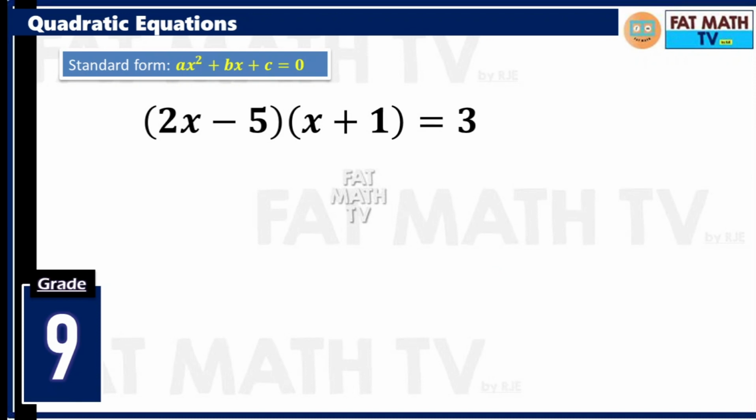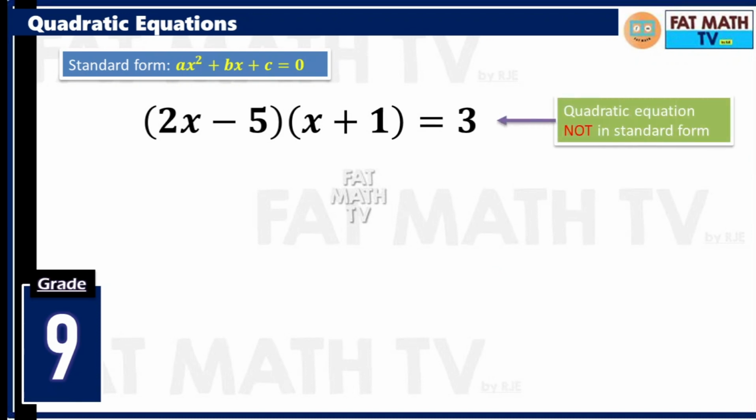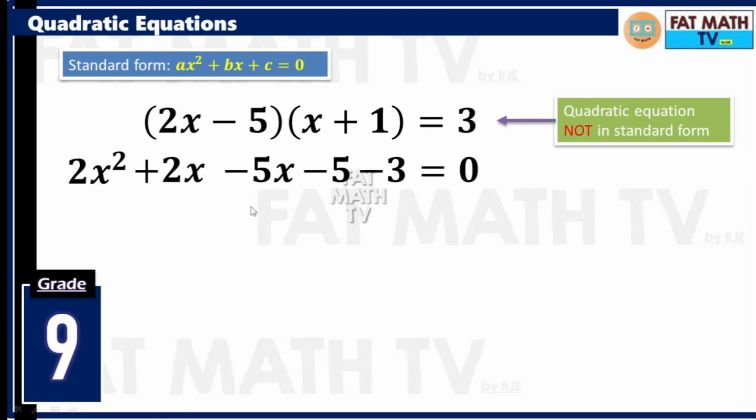How about this one? This is also a quadratic equation but not in standard form. What are we going to do to make this in standard form? We will expand and simplify. So we're going to have 2x times x, that's 2x squared. 2x times 1, that's 2x. Negative 5 times x, that's negative 5x. Negative 5 times positive 1, that's negative 5. And then add negative 3 to both sides of the equation, or if you will transfer it here, it's going to be negative 3. And what's left on the right is 0. And then simplify, combine like terms.